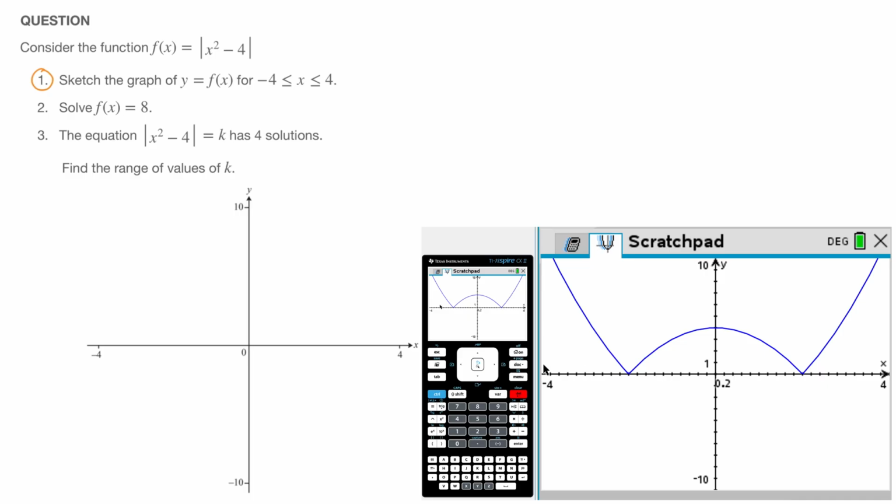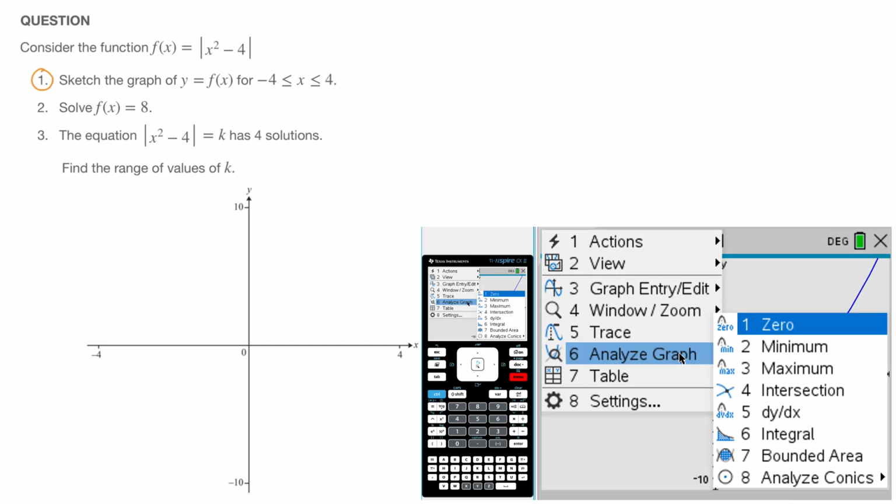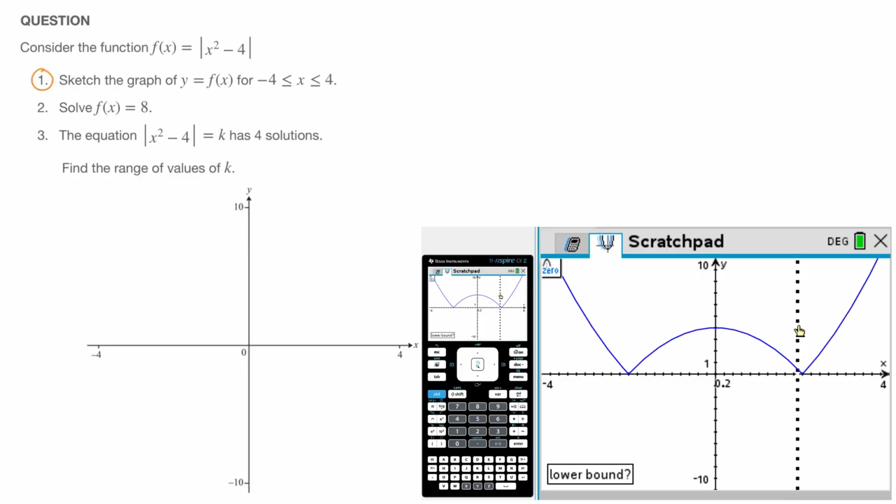And to find those, I go ahead and click on Menu, followed by the sixth option, Analyze Graph, followed by the very first option, Zero. So I click on that. The calculator is now asking us for a lower bound, so let's say I start with this zero right here. In other words, this point at which the curve touches the x-axis.